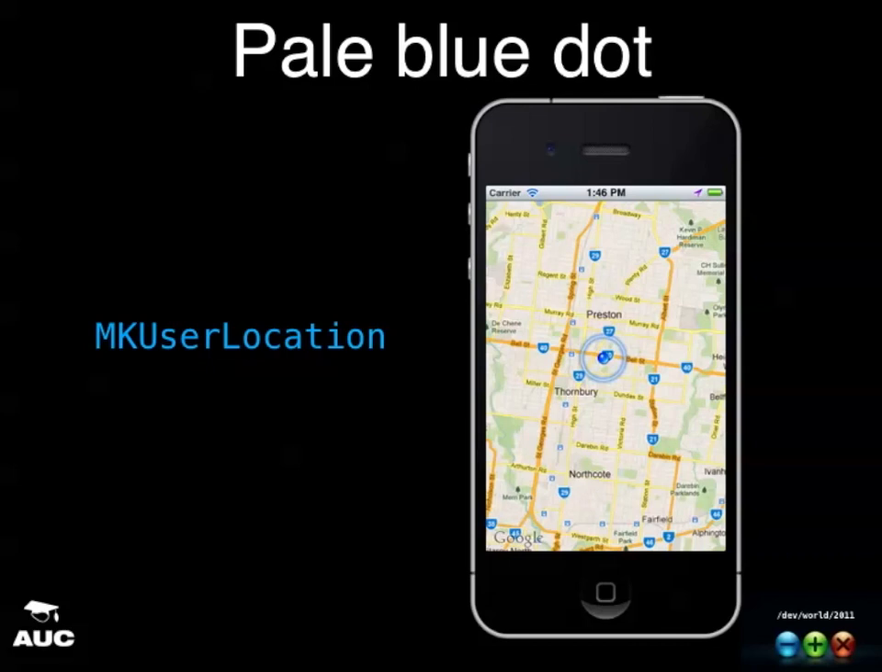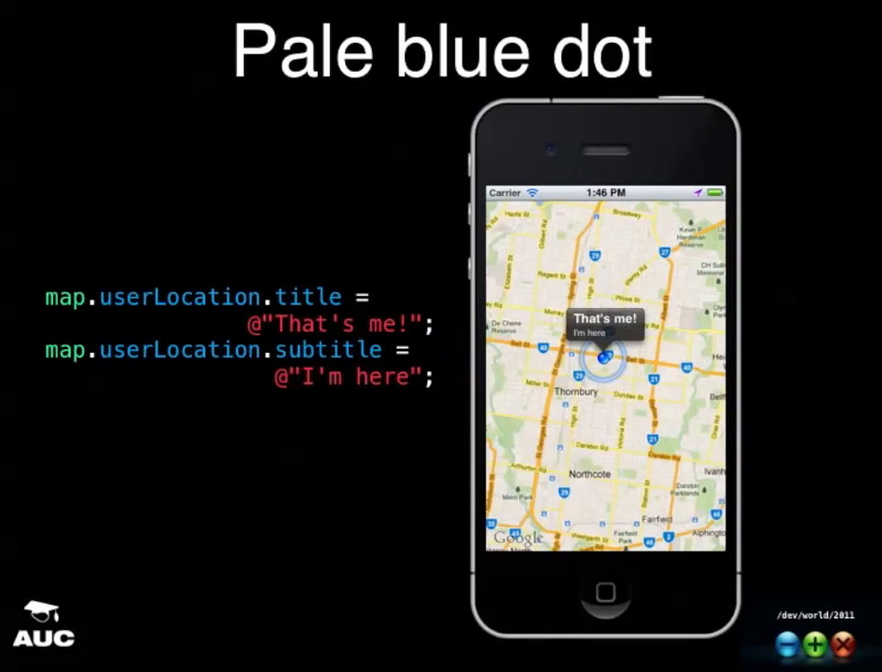The next cool thing is that lovely little pale blue dot. It's an MKUserLocation, and there's one of them automatically created. Don't try and create one of these yourself. Apple gets a bit finicky if you play around with it because it's got gypsy magic powering it. Luckily, it's very easy to turn on. You just go map.showUserLocation, yes, and it's on. You can also set this via Interface Builder if you wish. Because it's an annotation, you can make it have callouts. Pretty simply, just set the title and subtitle to be what you want, and you've got it.